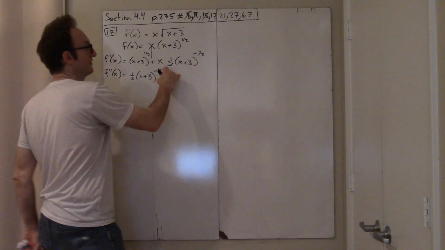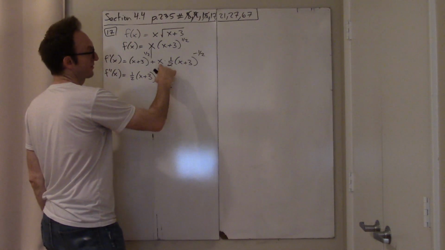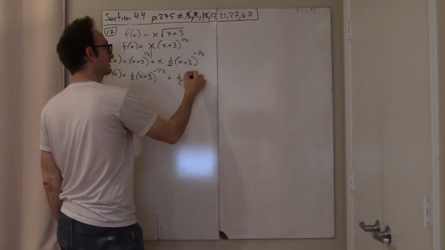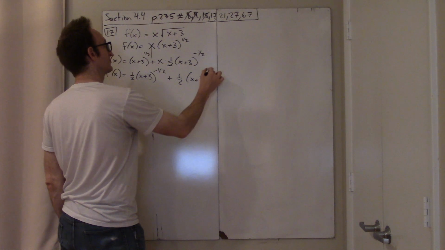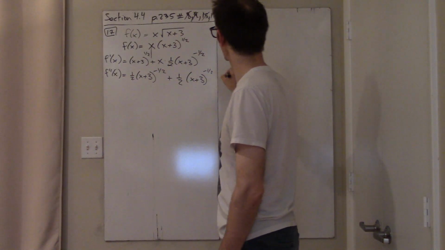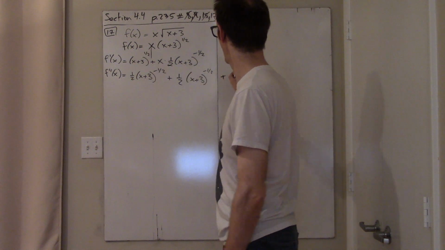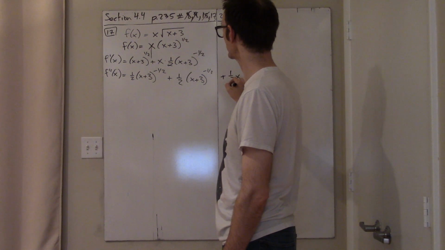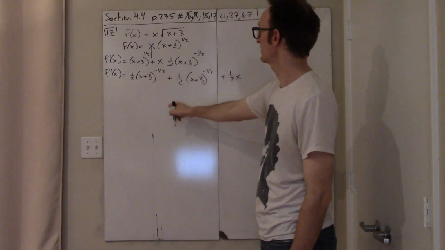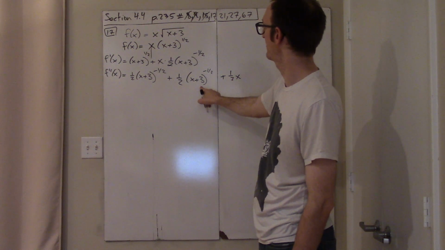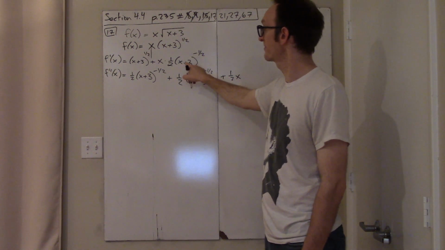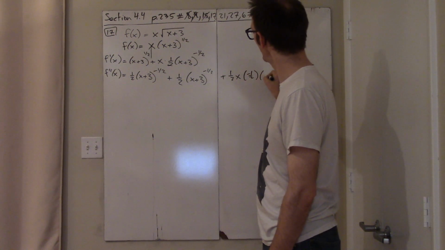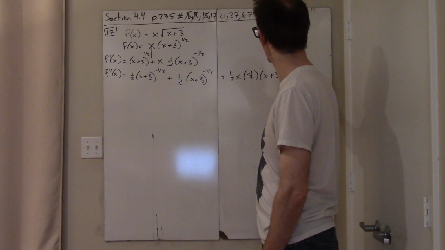So this is going to be the derivative of the first, which the derivative of 1/2 x is just 1/2, times the second, so x plus 3 to the negative 1/2, plus the first, so 1/2 x, times the derivative of the second. So the derivative of the first times the second plus the first times the derivative of this. So what is the derivative of x plus 3 to the negative 1/2? It's negative 1/2 x plus 3 to the negative 3/2.